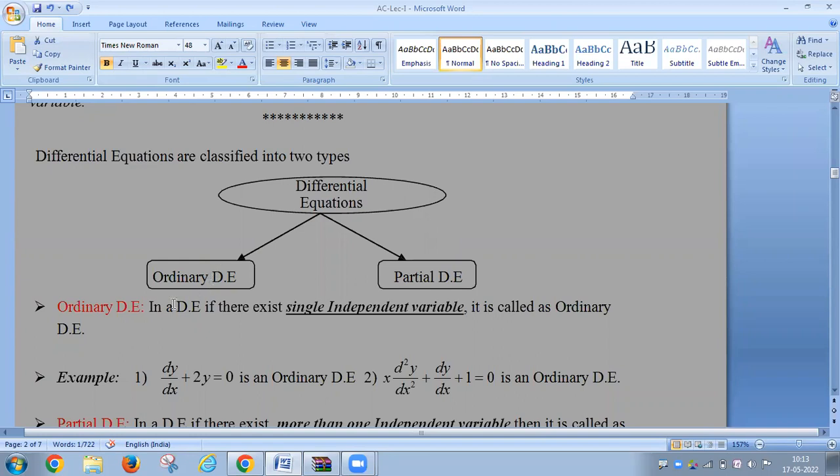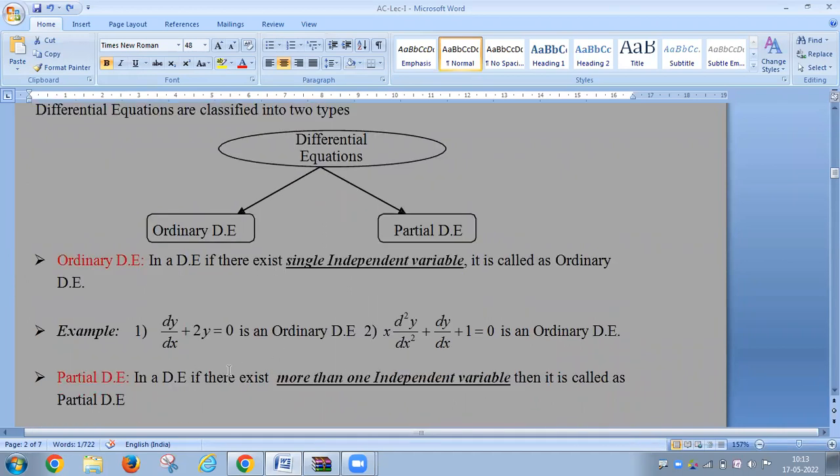In an ordinary differential equation, there exists only a single independent variable. In a partial differential equation, there exists more than one independent variable. You know the partial derivatives. Partial derivatives, dou by dou x, dou by dou y, are used when there is more than one independent variable. An equation involving ordinary derivatives is called an ordinary differential equation. An equation involving partial derivatives is called a partial differential equation.